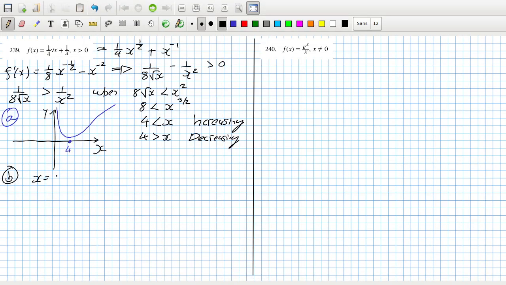So when x equals 4, we have a min. Has to be a min. We could calculate the second derivative to find out, but let's calculate the second derivative now from here. So bring down the power, 1 minus 1 over 16 x power, reduce the power by 1. And then plus 2 x power minus 3.